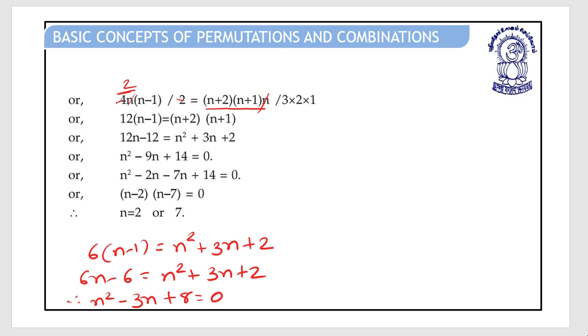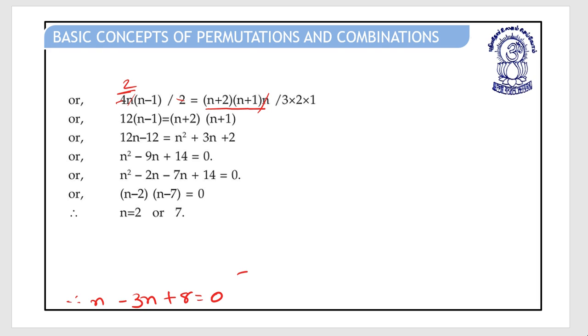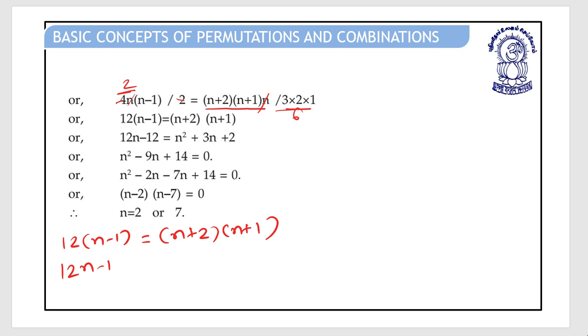Sorry, there is a mistake here, 2 is present, so 6 2s are 12, okay. 6 2s are 12, 3 2s are 6 and 6 2s are 12. So 12 into n minus 1 is equal to n plus 2 into n plus 1. 12n minus 12, n square plus 3n plus 2. So n square plus 3n minus 12n minus 9n plus 2 plus 12 plus 14 is equal to 0.